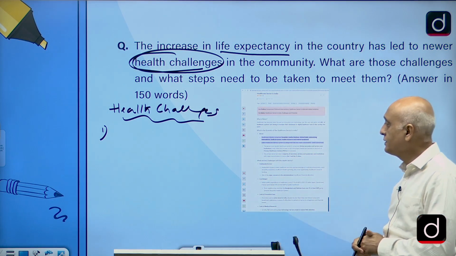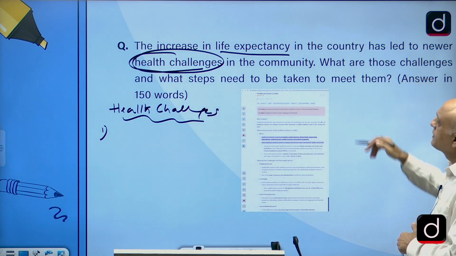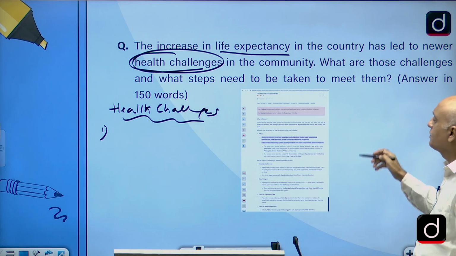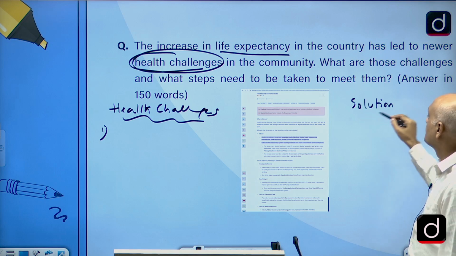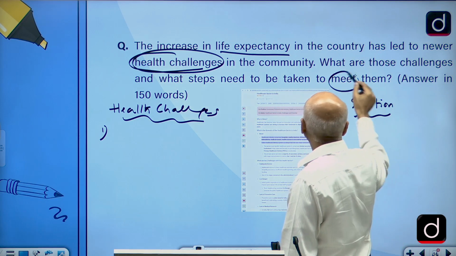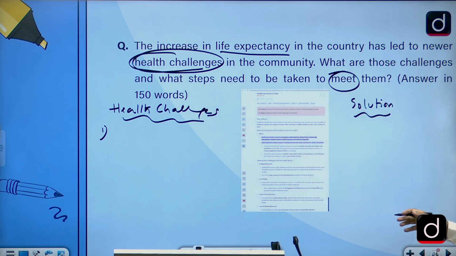Second part of the question: what are those challenges, and this is a duplication, and what steps need to be taken to meet them? Okay. So you have to write the solutions also. What steps need to be taken to meet them? So in the first part you have to write the challenges, and in the second part you have to write the solutions.